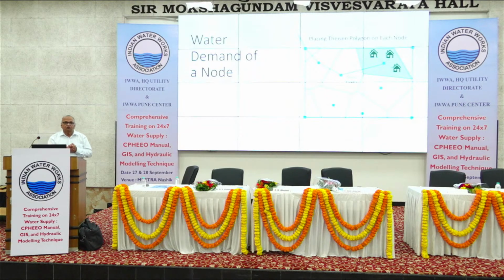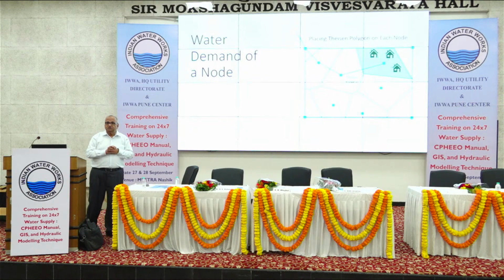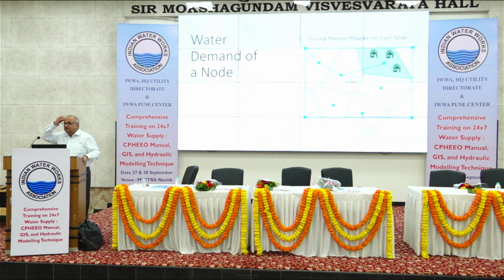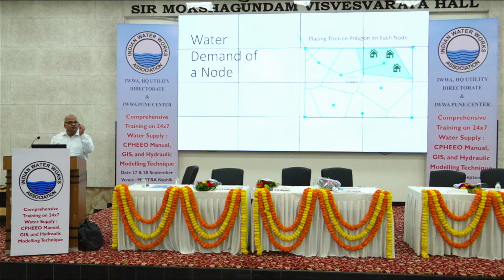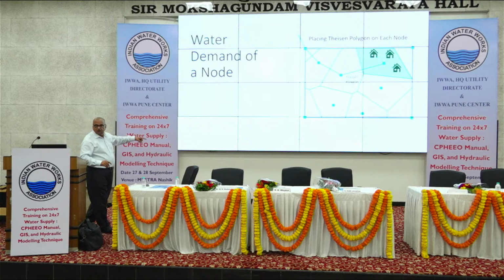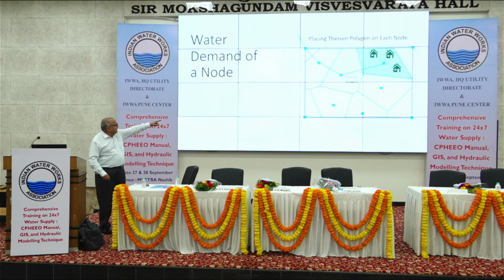What WaterGEMS does is that first of all it creates a Thiessen polygon around all the nodes. What is meant by Thiessen polygon? A Thiessen polygon is a polygon which is constructed around each and every node, and its side is a perpendicular bisector of two adjoining nodes. For example, here these are the two nodes. Am I correct? And then that is a perpendicular bisector.